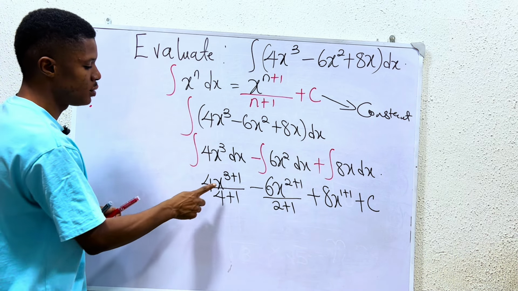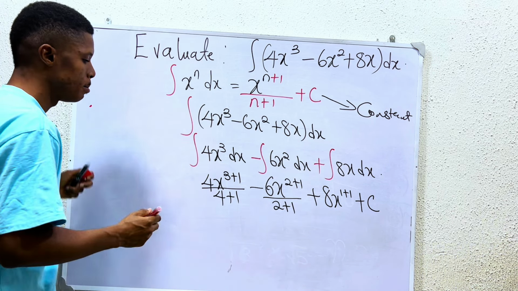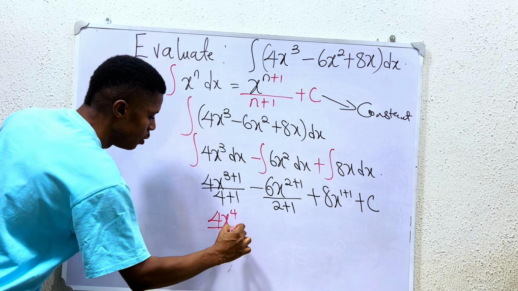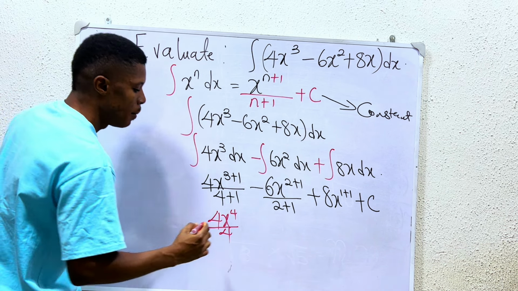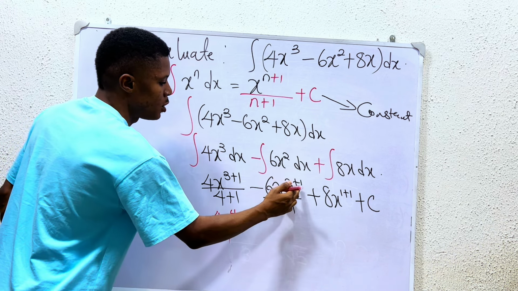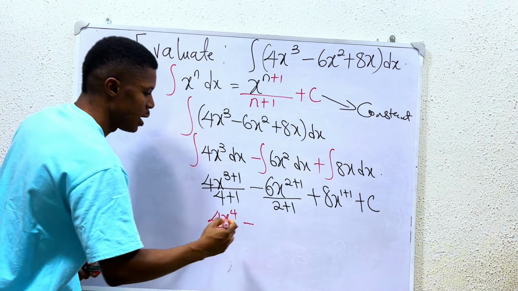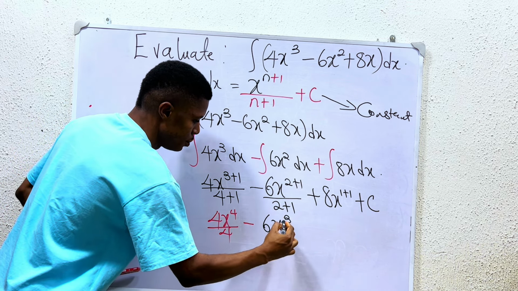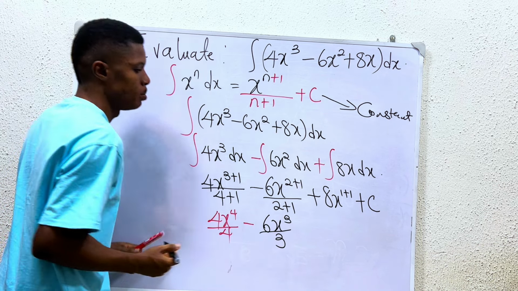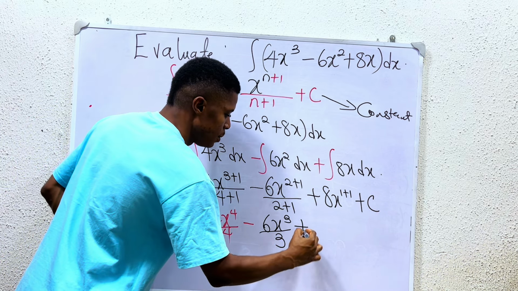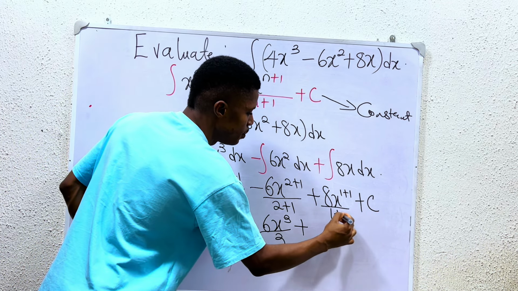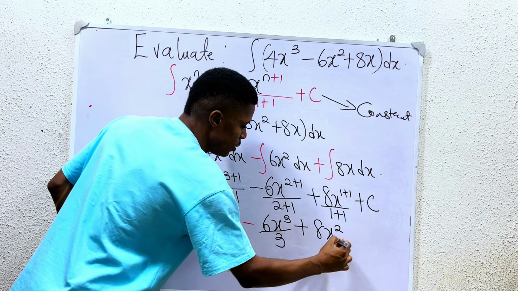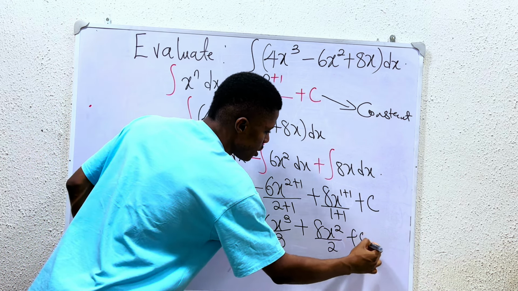So since we have this, you see that 3 plus 1 is 4. So what do we have? We have 4x power 4 over 4, minus 3 plus 1, 2 plus 1 is 3, we have 6x cubed over 3. Then the next one is plus, we divide by the new power, 1 plus 1, sorry, 2. Then we have 8x squared over 2 plus c.